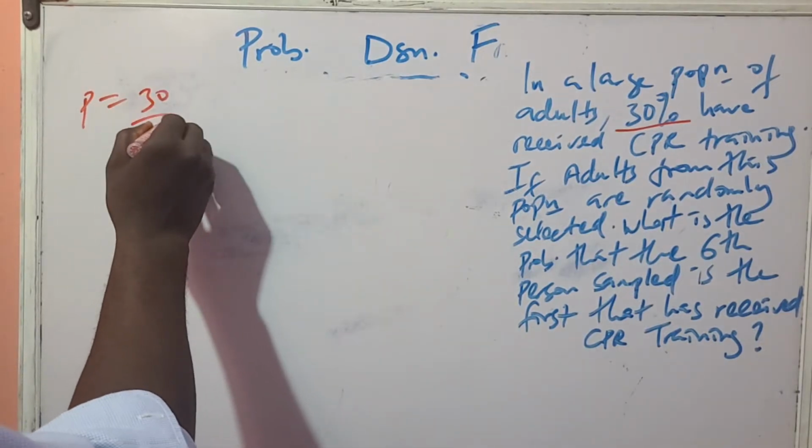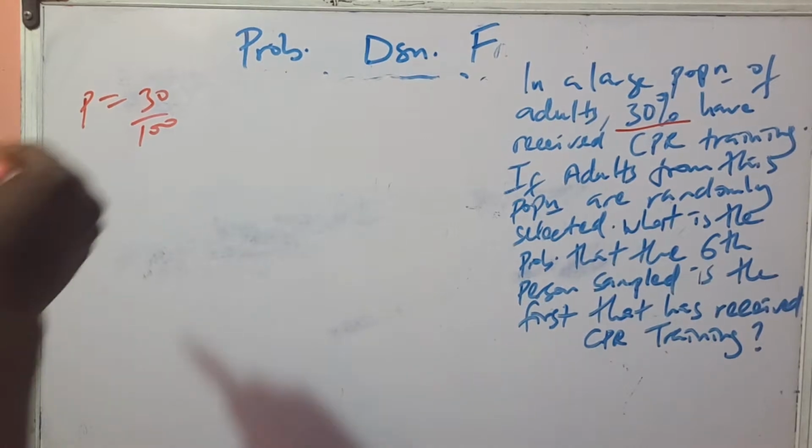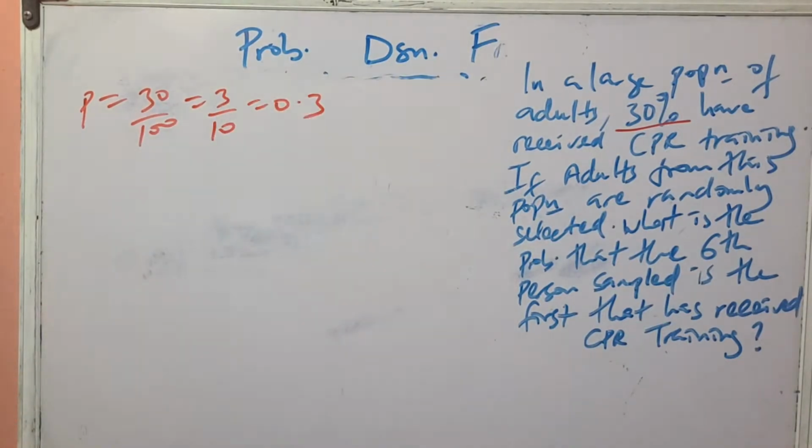So if you had 100 adults, the meaning of 30% is that 30 of them have received CPR training. So that's the probability of success here. That's 3 over 10, which is 0.3.